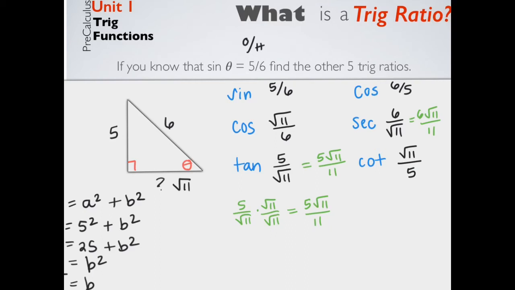So notice that when I went to do the reciprocal for cotangent, I didn't reciprocate the rationalized denominator. I went back to the original. It's important that you do that, okay? So I'm not going to include this one or this one. So my final answer, find the other 5 trig ratios. I have 1, 2, 3, 4, 5.